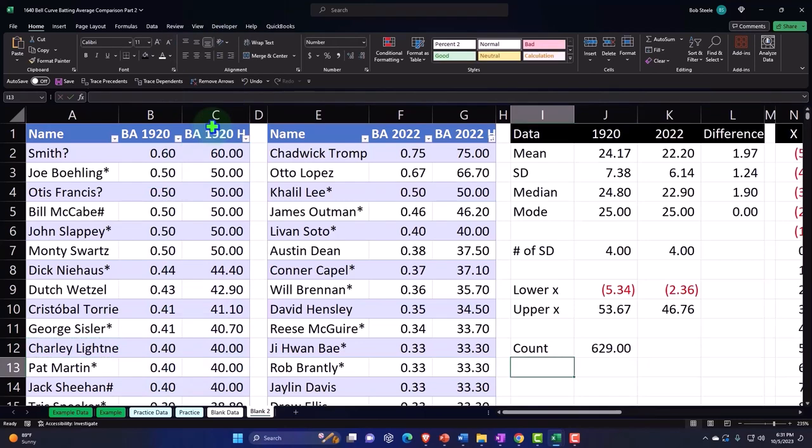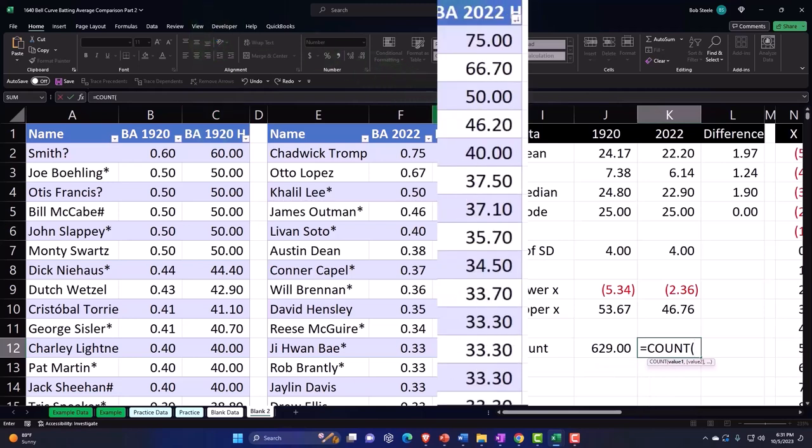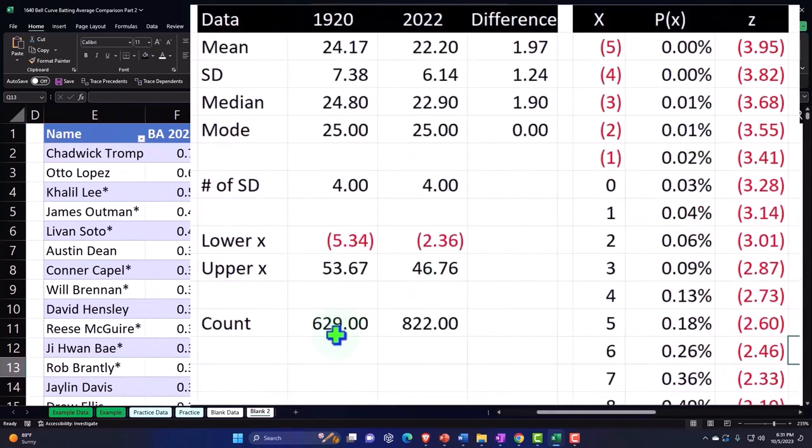So there's 629 count over here. This is going to be equal to the count. And we'll count this data. And here we have 822. So I could multiply these percentages times the 629 and get numbers that we would think would basically represent if I had that sample using the bell curve data. Or I could try to convert my data into percentages so I can compare. And that's probably the better way to go here.